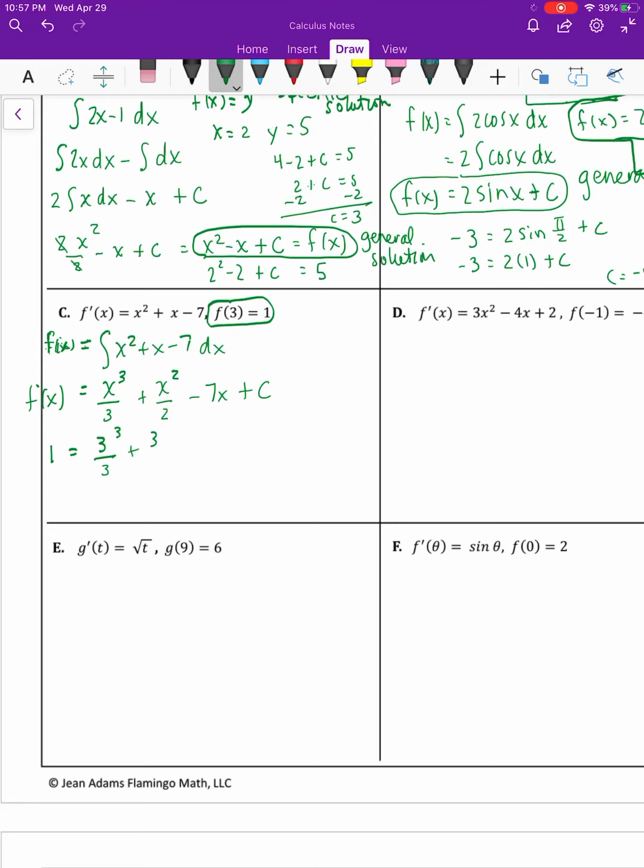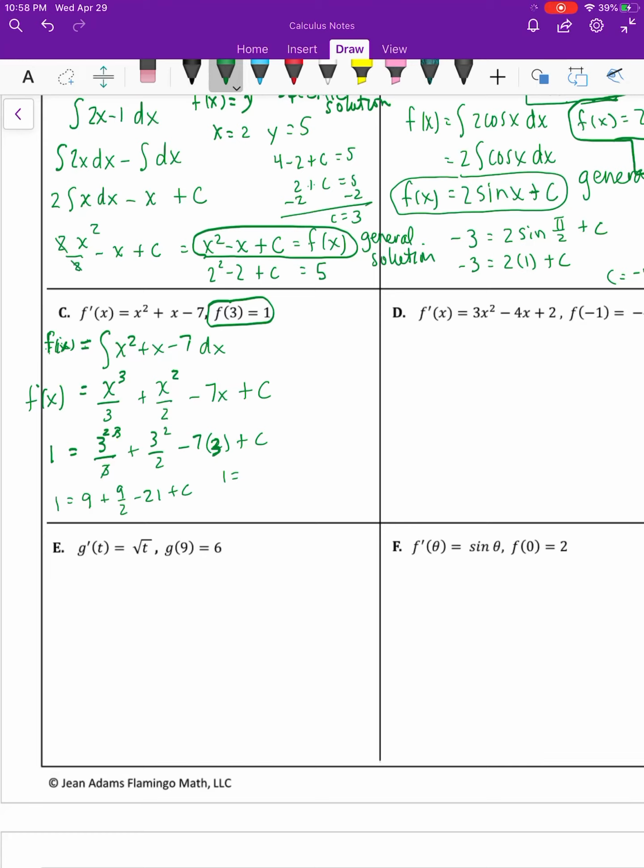They gave me a point. So 1 is equal to 3 to the third over 3 plus 3 to the second over 2 minus 7 times 3. Sorry, I'm putting in 3 for x. And so 1 equals, this is going to be 9 because one of my 3's goes away with one of those. That'd be 3 squared, that's 9. This one's going to be 9 halves minus 21 plus c.